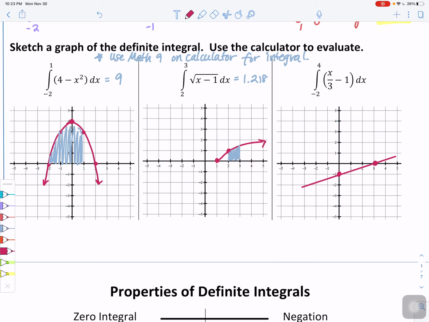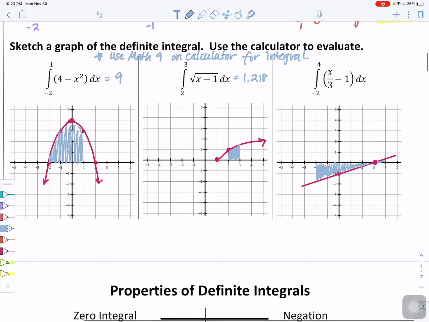Okay, and we want the area from -2 all the way to 4. Now, what's your guess about this area? Do you think the integral, do you think this is going to be positive or negative? You guessed it. This integral is going to be equal to a negative number because there's more area under the curve. In fact, when you use Math 9 in your calculator, and we're going to learn how to integrate these by hand, but when you put that in the calculator, you get it equal to -4.